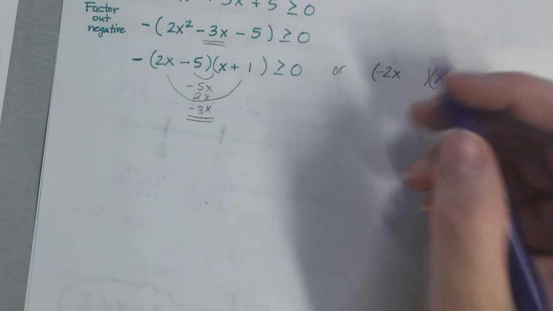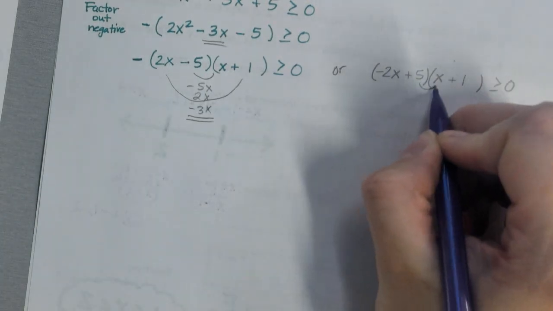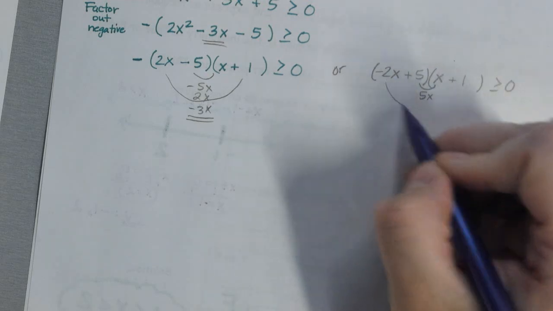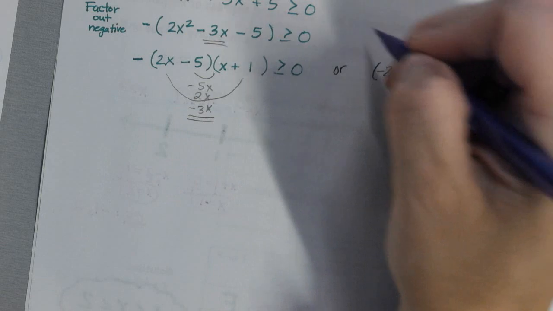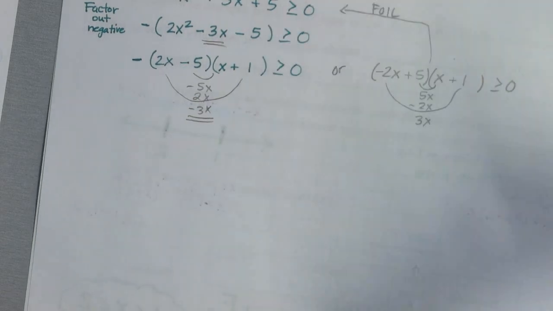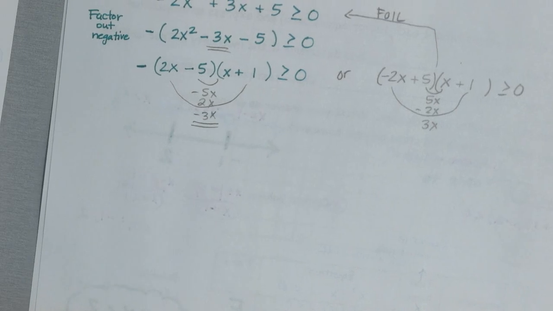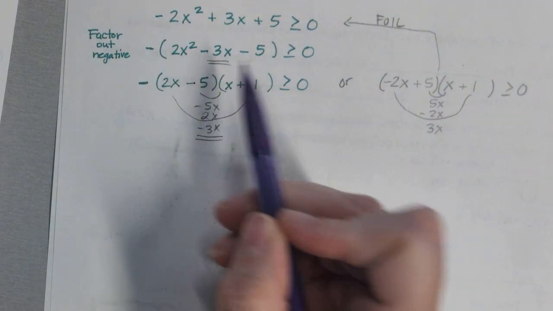It's just, you'd need like +5 and then +1 to get 5x minus 2x, that would be 3x, and then you would just make sure that it foils back to this. You could do it like that. Okay? But I did mine to the middle one.